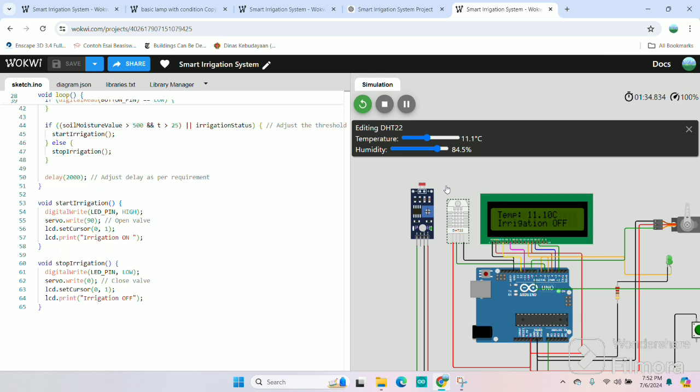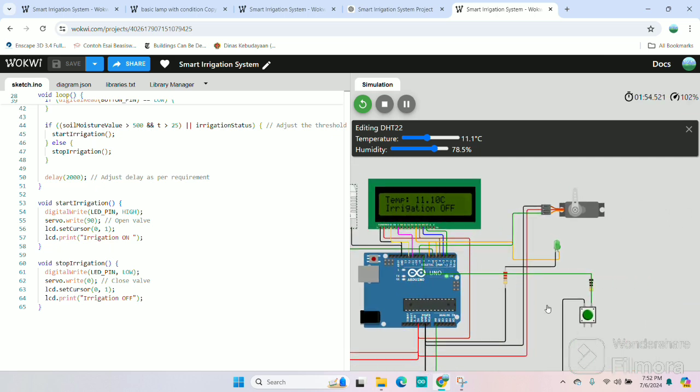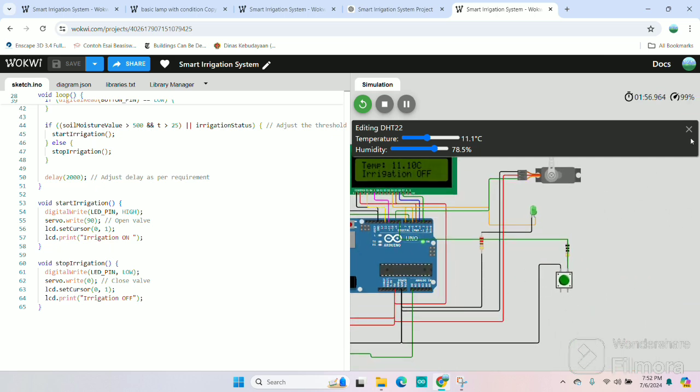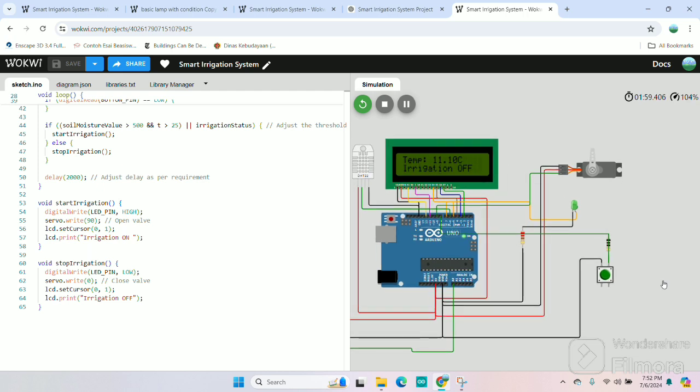So whether the servo motor turns on or off automatically is determined by the data from the DHT22 or from the soil moisture sensor. And what if I try to run the system manually by using this push button, and push and hold for a while? Is it active? And then release again, is it inactive?